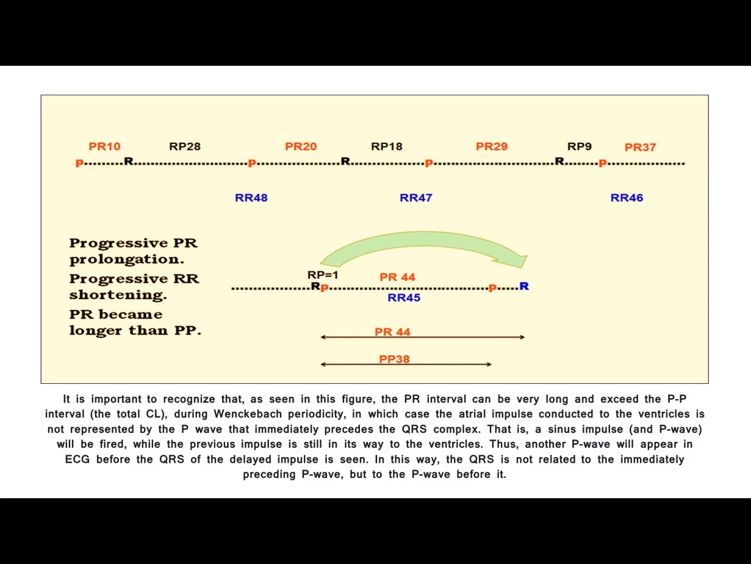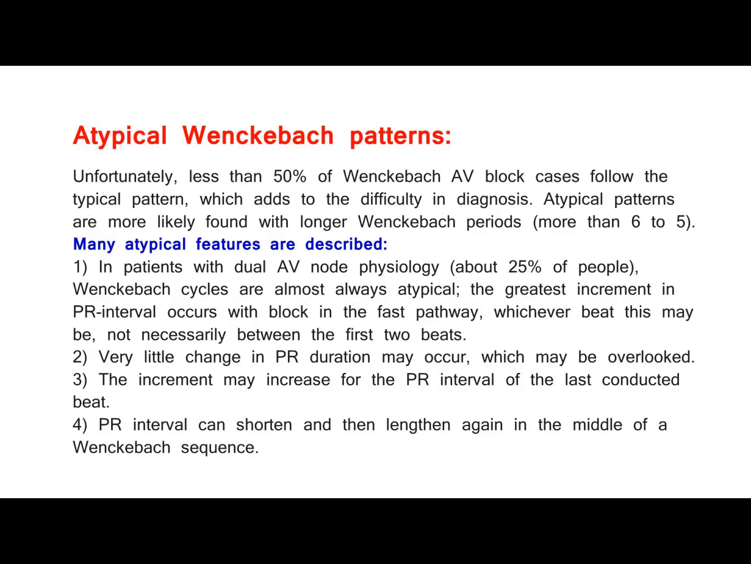That is, a sinus impulse, and P wave, will be fired while the previous impulse is still on its way to the ventricles. Thus, another P wave will appear in the ECG before the QRS of the delayed impulse is seen. In this way, the QRS is not related to the immediately preceding P wave, but to the P wave before it.